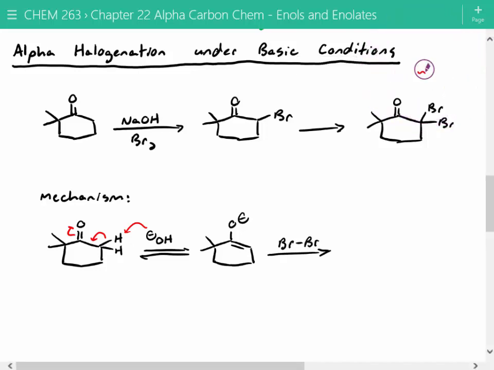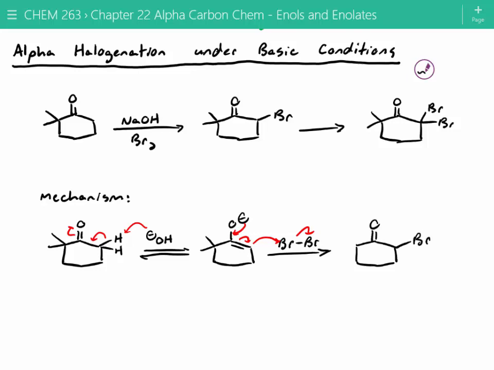And in this next step, the oxygen can dump down, dump over, attack the bromine, and kick off bromide. And voila, you end up with your halogenated product. So it's a pretty simple reaction. There is a cool variant of this, and I wanted to show you guys that too.